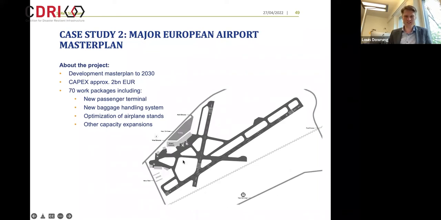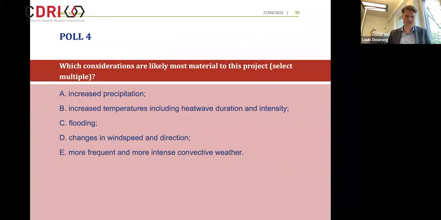So a lot of buildings going in, a lot of machinery as well, changes in the energy usage through time, and all under a lot of uncertainty. So let's go to the next poll. Which considerations are most likely to be material to this project, in your opinion?